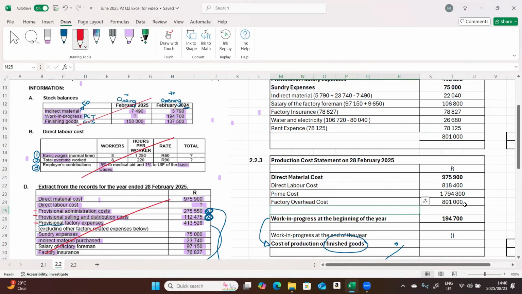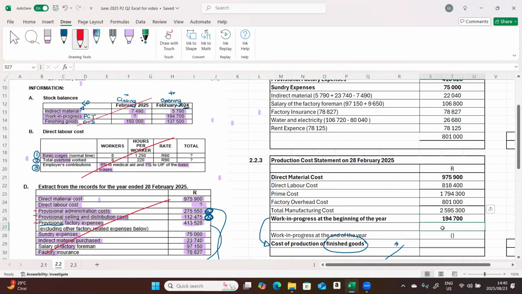Okay. And then, according to the format that you have to study, you know that what you have to write over here is your total manufacturing cost. Total manufacturing cost, that's what you have to write over there. And then you add your prime cost plus your factory overhead. That is going to be your total manufacturing cost. So let's add those two together. Okay, and then you get 2,595,300 Rand.